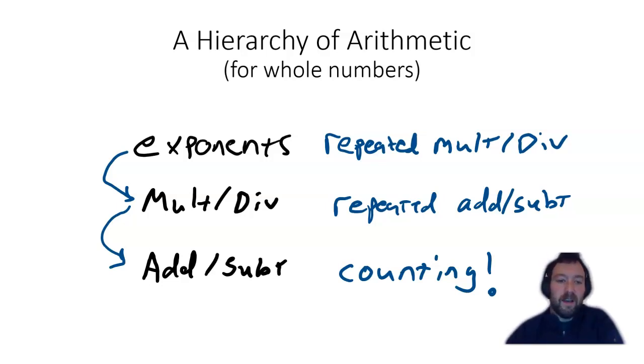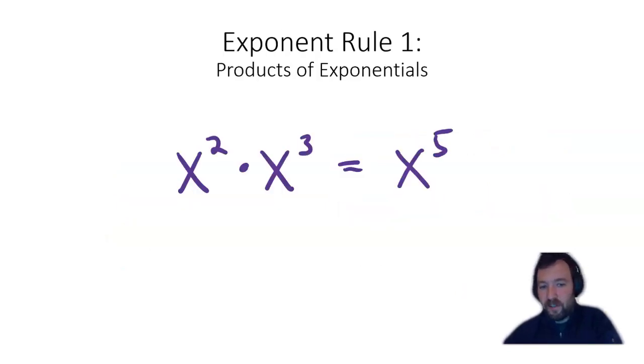Okay, so here's the thing. When you understand this elementary school basic level of arithmetic, you can now get the two rules that I'm about to describe. So here's the first one. Let's say I have the function x squared and I multiply it by the function x cubed. My claim is that the result of multiplying these two things is the function x to the fifth, right? So why does this have to be the case?